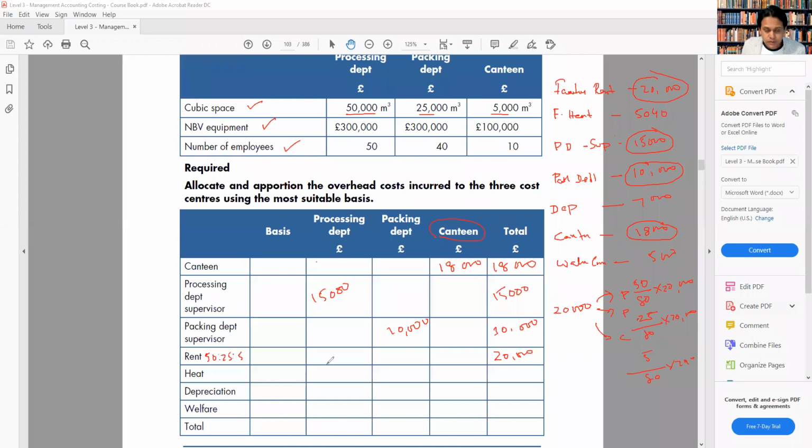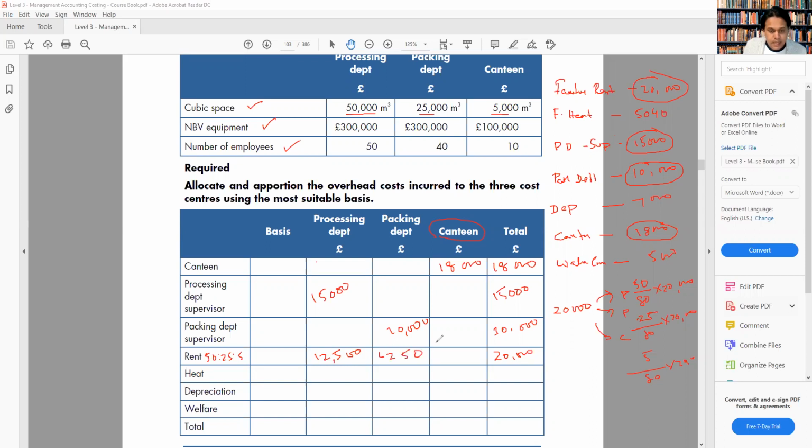So let's have a look. How much will be the processing? If it is 50 over 80, how much will be the processing rent? 12,500. Very well done, 12,500. Very good. I can see everyone has the same figure. That means correct. Then the packing is 25 over 80. That will be how much? 6,250. Thank you. So 6,250.